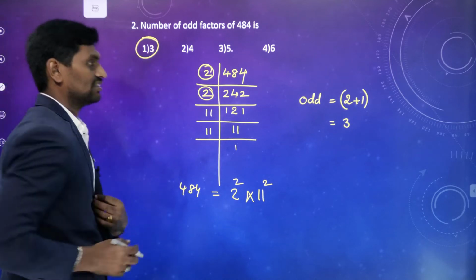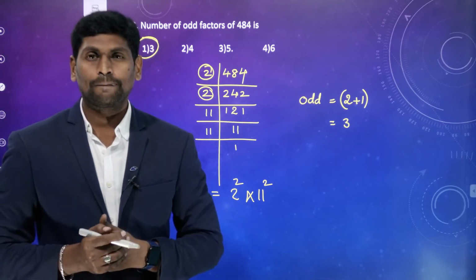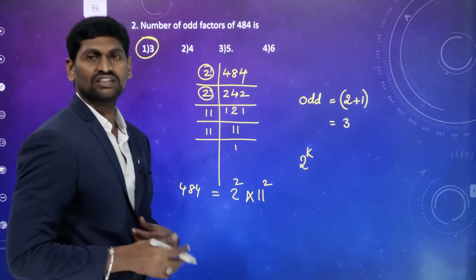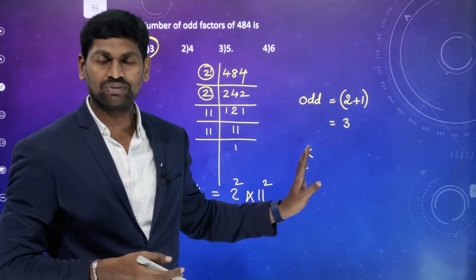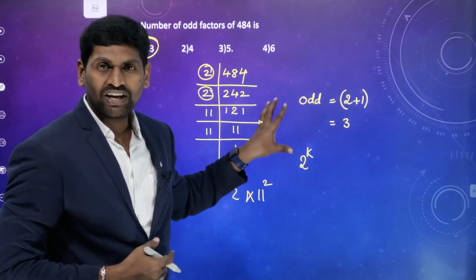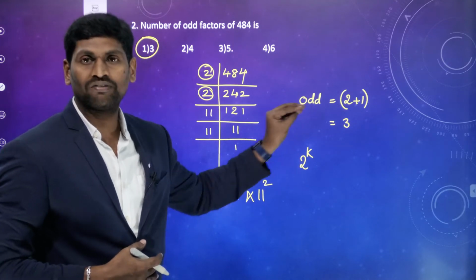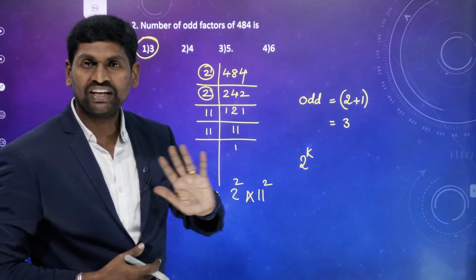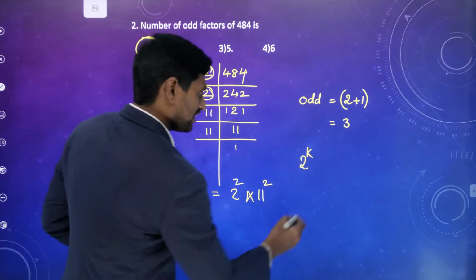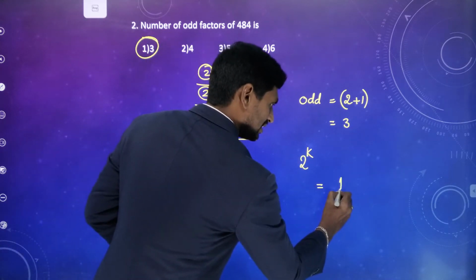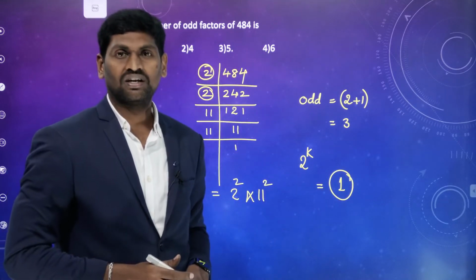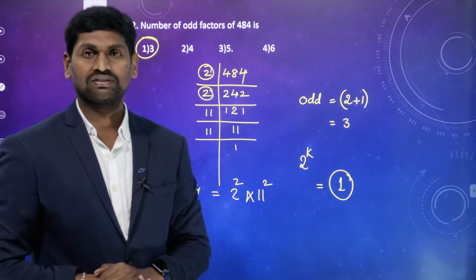So then the answer is this. Answer will be 1. Why? Only 2 powers are there, like 2 power k, we don't know what k is. K value can be 1, 2, 3, 4, whatever. Only a number having prime factorization in the form of 2 powers, with no presence of any other odd primes, then the answer will be 1, because 1 is the common factor for every number and 1 is an odd number.